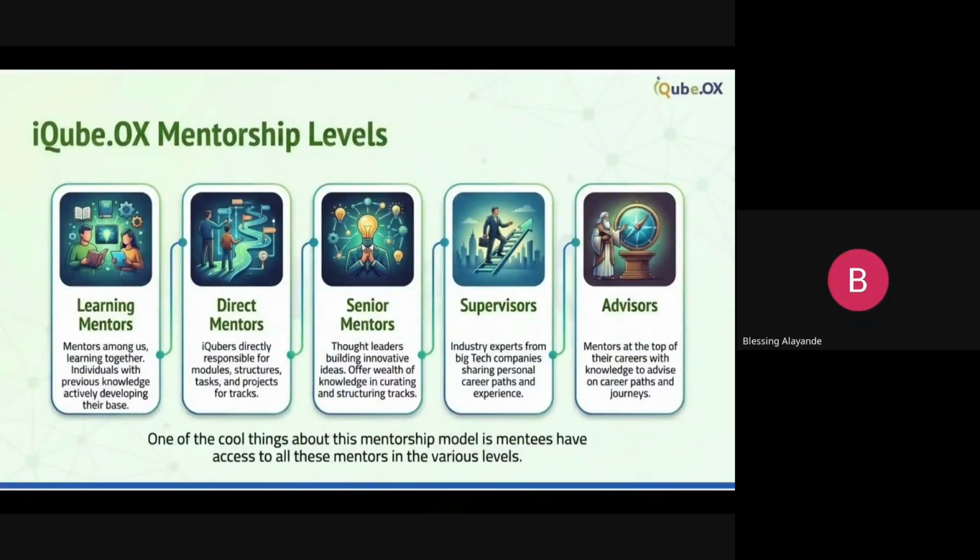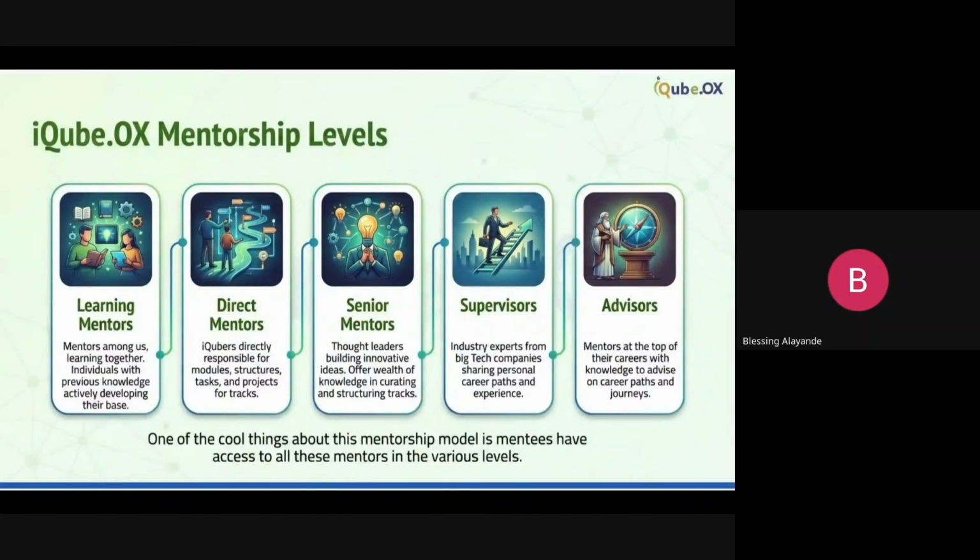And we also have advisors. Advisors are mentors at the top of their tech careers. They've had careers for over a decade in tech, right? So they have the wealth of knowledge to actually advise you on your career path and journey, right?